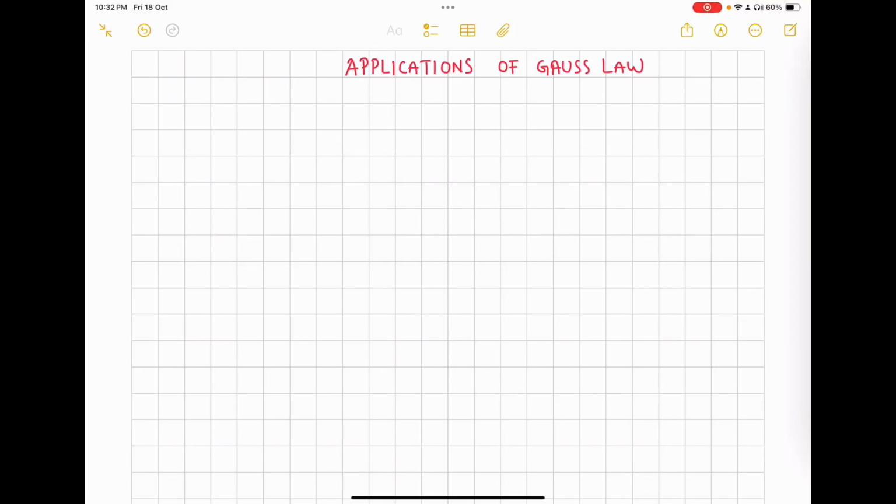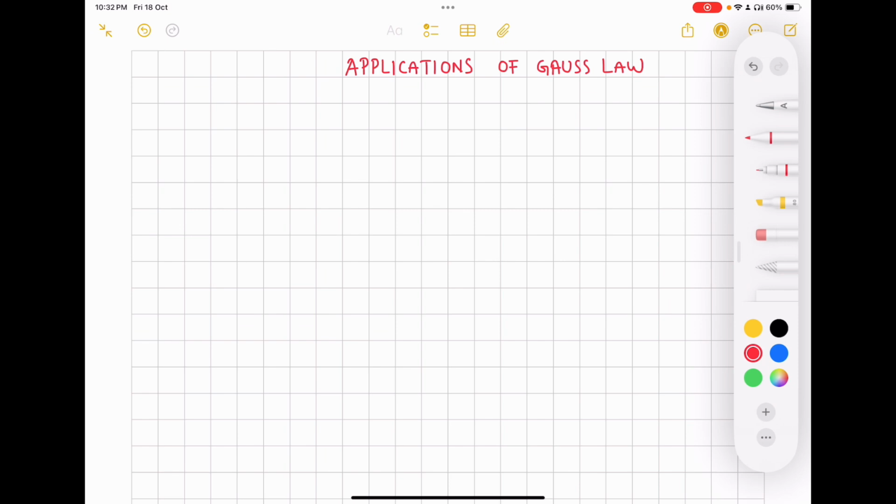Today we are going to study applications of Gauss law. We can use Gauss law to find the electric field due to continuous charge distribution.